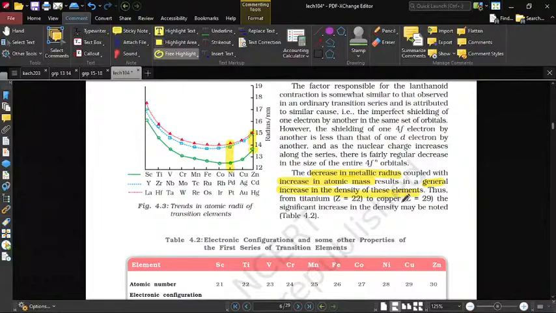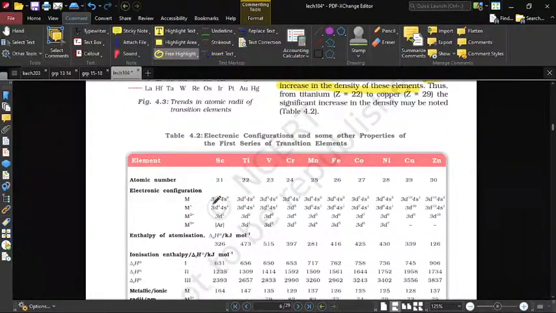Thus for titanium, Z equals 22, to copper, Z equals 29, the significant increase in density may be noted.